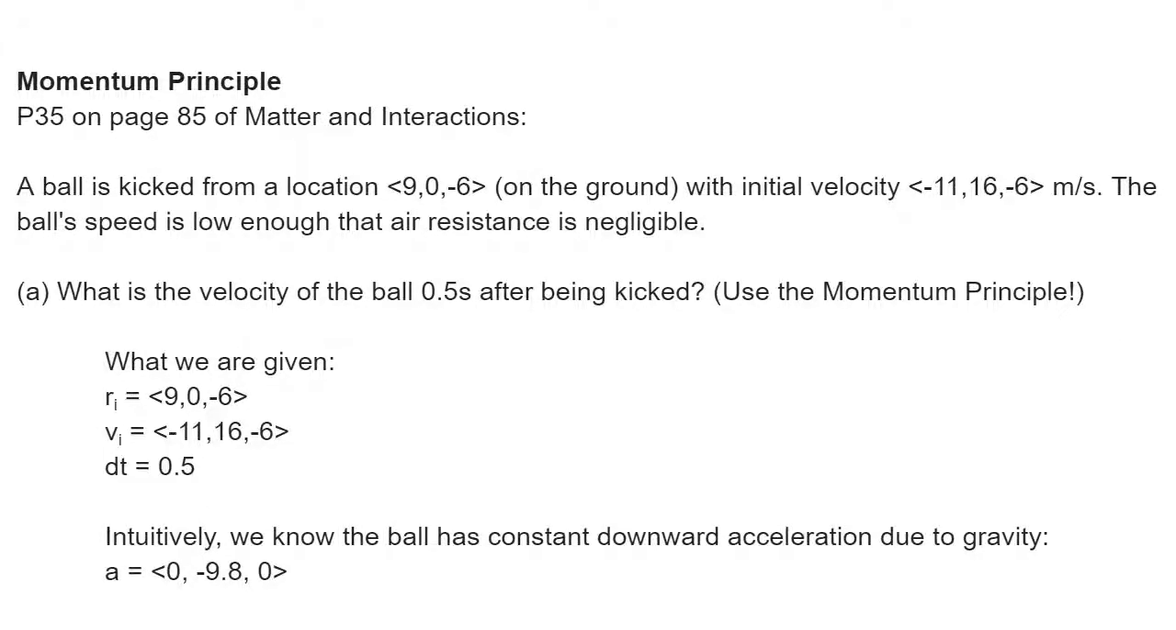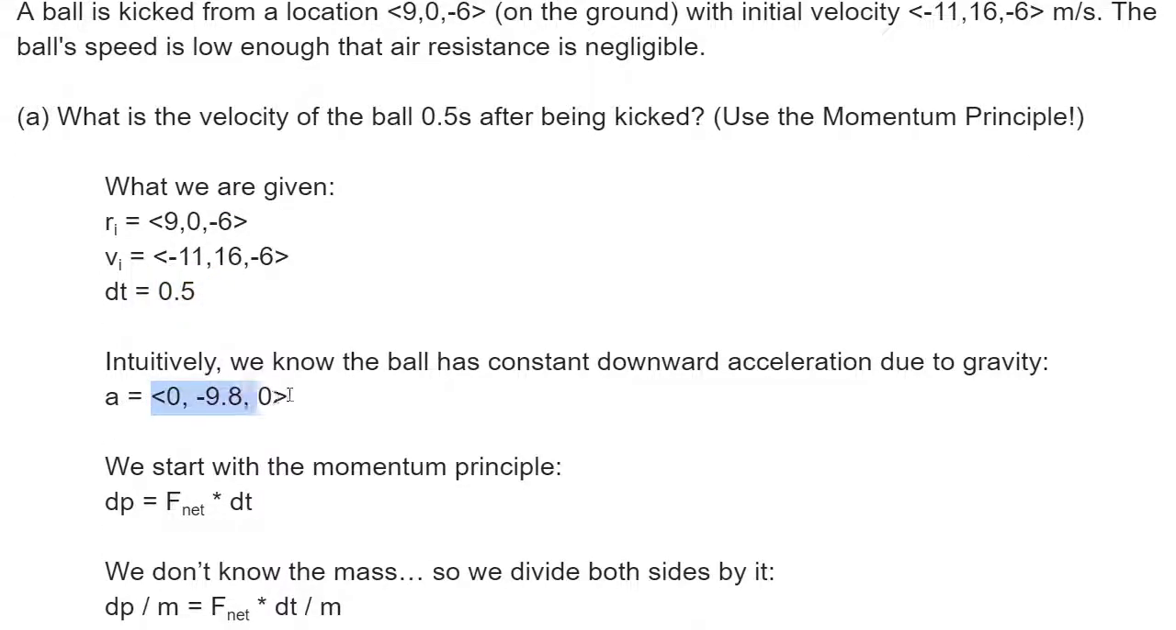I'm going to be solving a physics problem involving the momentum principle. We're going to be modeling the motion of a soccer ball. We're given a couple things. We're given the initial position of where the ball starts, the velocity from a kick, a time interval of half a second. We know that the ball has a constant downward acceleration due to gravity of negative 9.8 meters per second squared. And we're asked to find what the velocity of the ball is half a second after it's kicked.